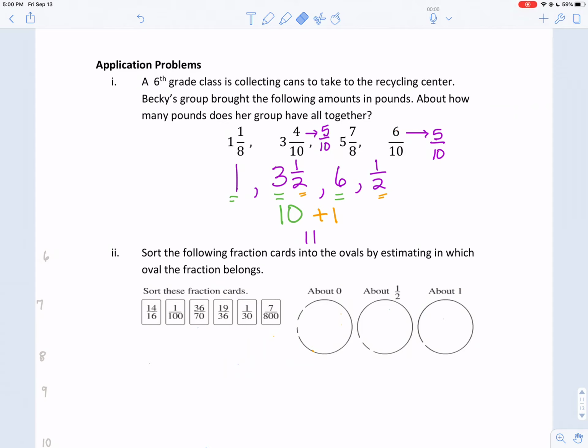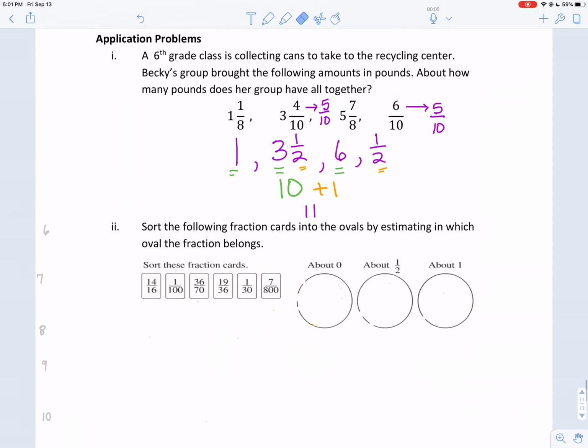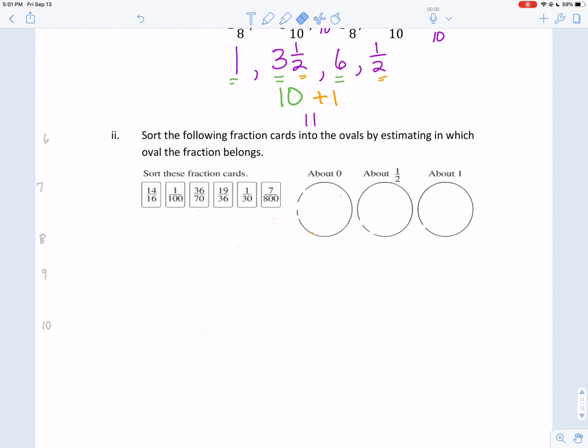Another really great thing to have your students do is to just sort fraction cards. So we've got some cards, and we're going to decide if they're about 0, about a half, or about 1. So my 14/16, 14/16 is really close to 16/16, which is close to 1. Then my 1 out of 100, that's pretty close to nothing.